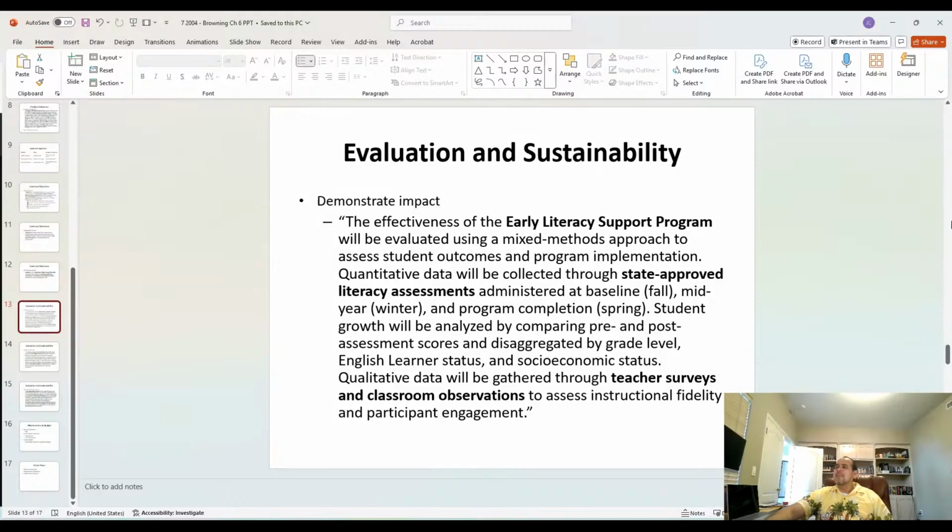Student growth will be analyzed by comparing pre- and post-assessment scores and disaggregated by grade level, English learner status, and socioeconomic status. Qualitative data will be gathered through teacher surveys and classroom observations to assess instructional fidelity and program engagement. Participant engagement.